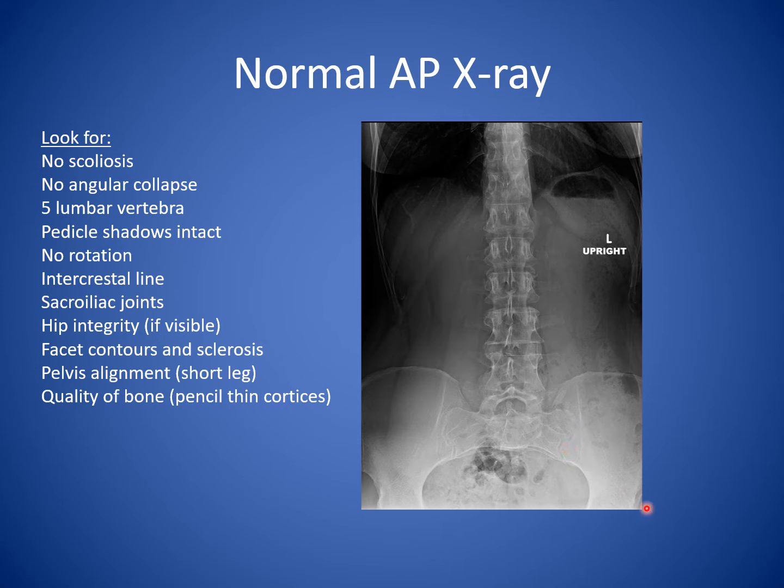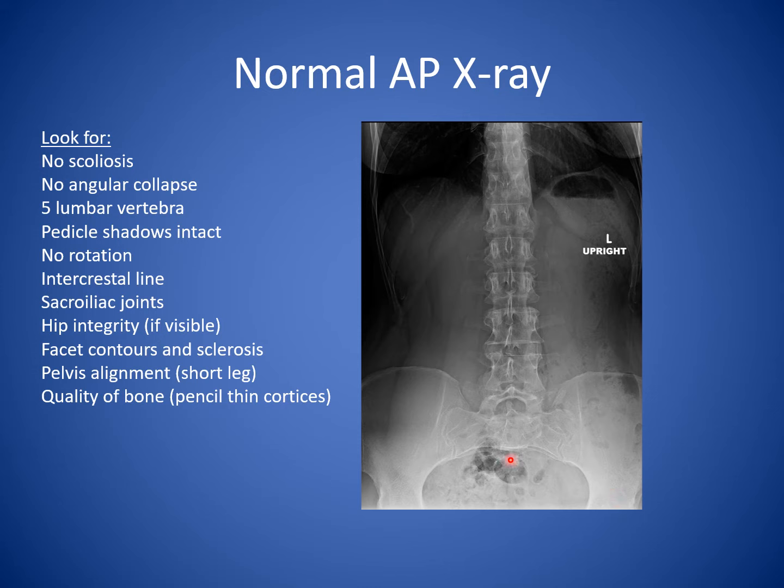You want to look at hip integrity. Obviously, this X-ray has collimated out the hips, and X-ray techs will commonly do that. It's nice to have the hips, but if you're wondering if there's hip pathology, sometimes an AP pelvis is necessary.